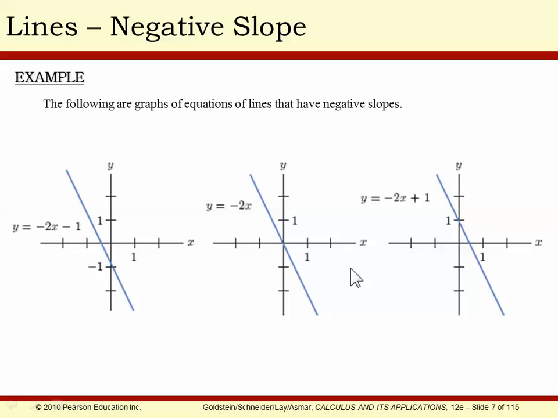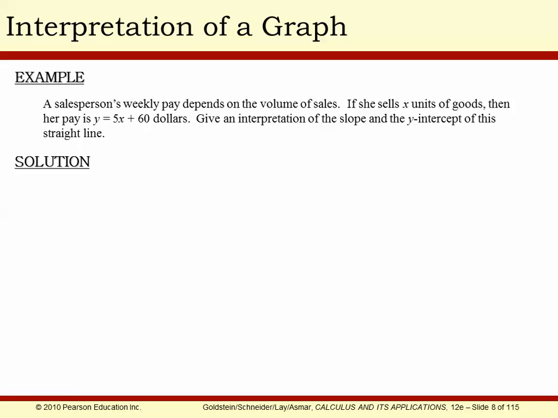So in this case also, and in this case also, it does not matter what the y-intercept is. The y-intercept will change where the line starts, in some sense, but it doesn't change whether the line is going up or down. It just changes where the thing is starting at. Okay? So those are the lines we looked at last time, and this is the example we stopped at. Okay, so we're going to look at this example in a little bit more detail, and we're going to look at properties and lines. So we have a salesperson's weekly pay depends on volume of sales.